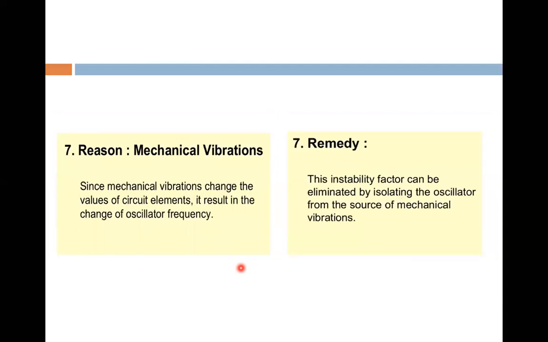The last one is mechanical vibrations. So for that, since mechanical vibrations change the values of circuit elements, it results in a change of oscillator frequencies. So this can be overcome as the instability factor can be eliminated by isolating the oscillator from the source of mechanical vibrations. So this is how we can have the frequency stability.